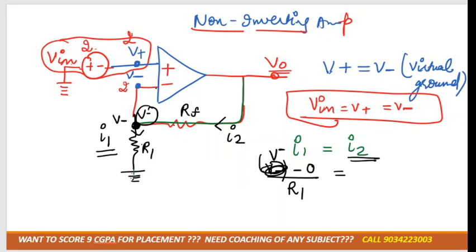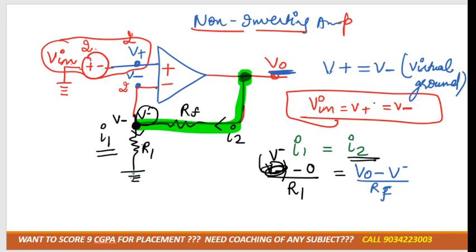And now tell me, I2 is moving from which node to which node? I2 is moving along this path. It starts from V naught, the output voltage, and it ends at V negative, divided by how much resistance? RF, right? Okay, now tell me, any doubt up to here?